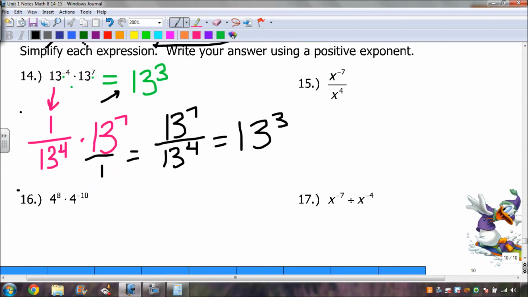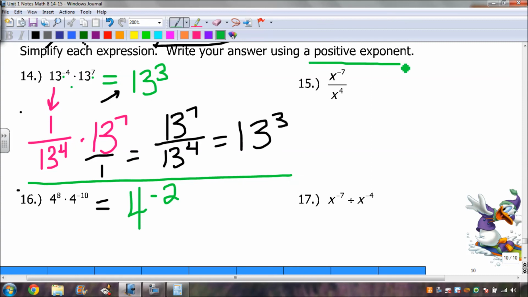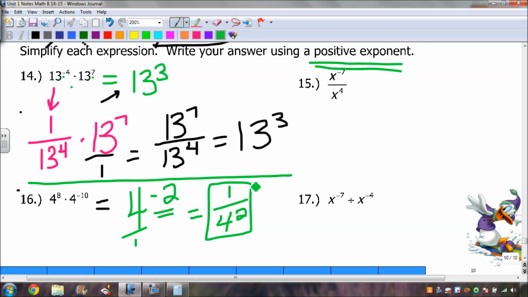Okay? So now let's look at question number 16. Number 16, there's two ways to look at it. Again, the first way to look at it is that you have 4 to the 8th power times 4 to the negative 10th power. All you have to do is add your exponents, so you get 4 to the negative 2nd power. However, the directions say write your answer using a positive exponent, and this is not a positive exponent, it's a negative exponent. But since it's negative, it just means I gotta take my number and do the reciprocal. Since this is over an invisible 1, this becomes 1 over 4 to the second power, just like that, okay?